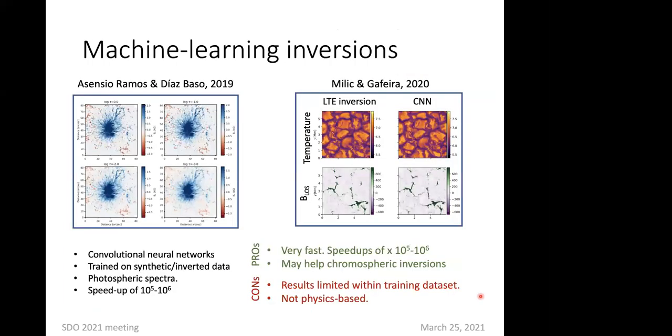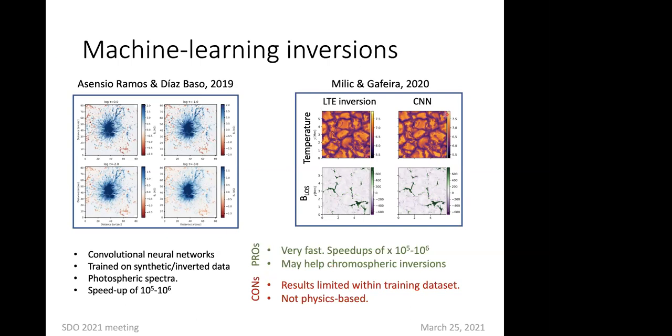And lastly, just very briefly, machine learning techniques have been applied to the spectral line inversion problem for a long time now. Actually, the first papers that I've seen are from the early 2000s, but the field has really picked up recently, and there's a lot more going on nowadays.